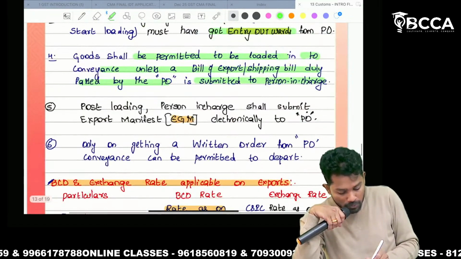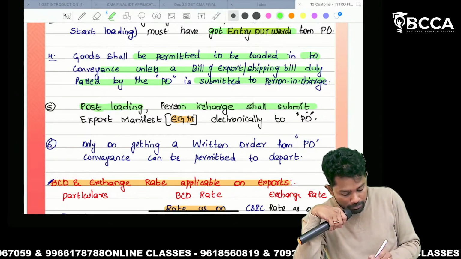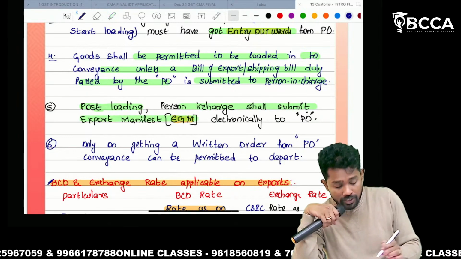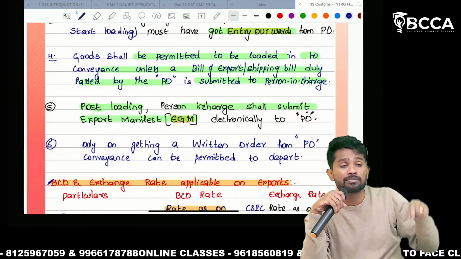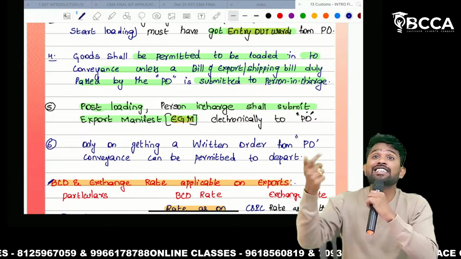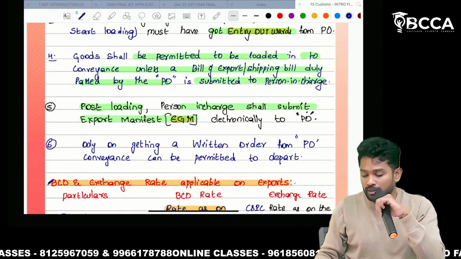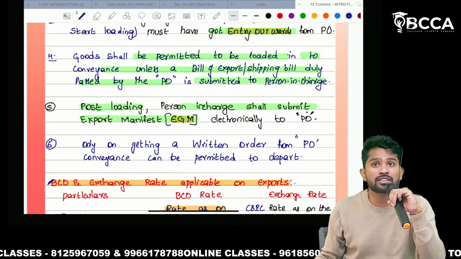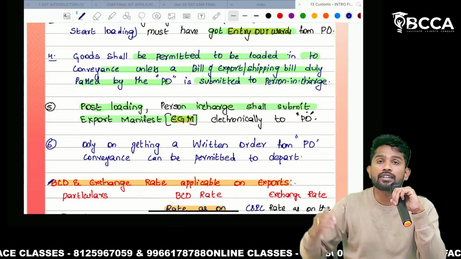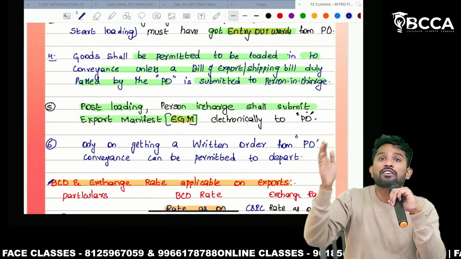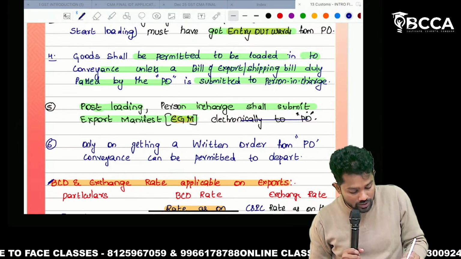Then post loading, the person in charge shall submit the export manifest. Post loading, what does the person in charge have to do? EGM. Sir, in the case of import, it is IGM. Here it is EGM. EGM means Export General Manifest. What does this EGM consist of? This EGM consists of all the goods which are being loaded into the ship when the ship is about to leave. This also has to be filed electronically.